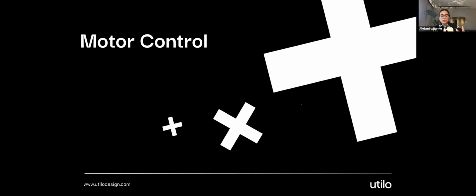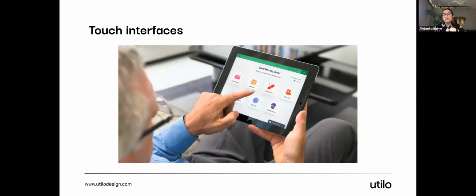Another physical problem that we face is motor control. Generally, elderly prefer touch screens rather than a keyboard or a mouse. It feels more intuitive. So you might want to focus on touch interfaces. And also, fun fact, elderly are the biggest users of tablets.